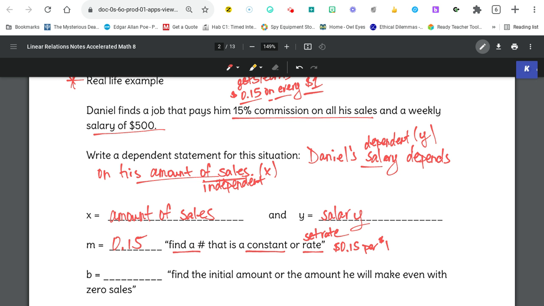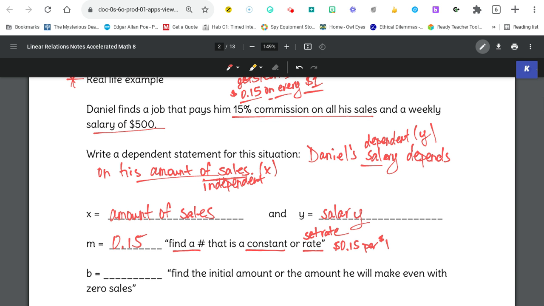Sell $1, get 15 cents. Sell another dollar, get another 15 cents. Sell another dollar, get another 15 cents. That is a set rate of change, all right? All right, B, I need you to find the initial amount he's going to make even with 0 sales.